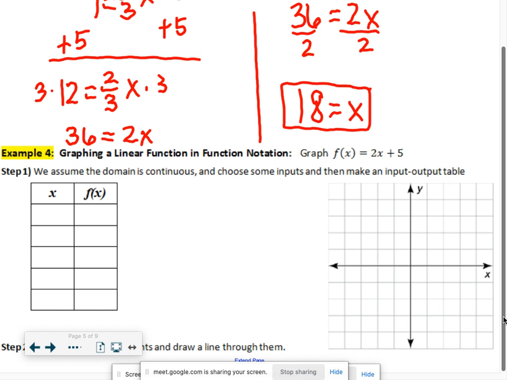Okay, next one, we can use function notation to help us graph. Basically, we're doing the same thing, but now when we get our ordered pairs, we're going to plot them and connect them with a line. So let's just always use these points for the most part: -2, -1, 0, 1, 2.